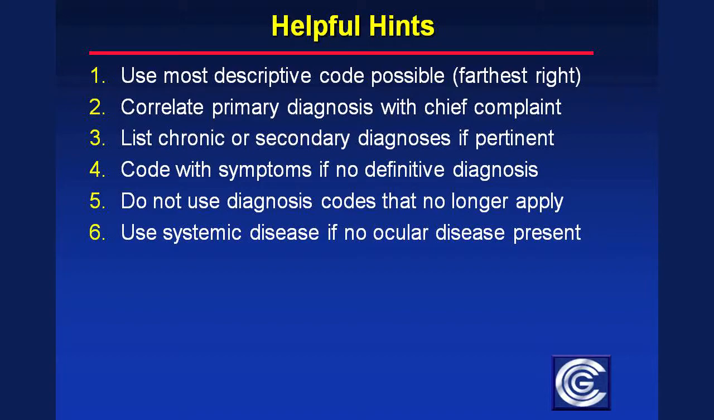Next, code with symptoms if there's no definitive diagnosis. Next, don't use diagnosis codes that no longer apply. Lastly, use systemic disease if no ocular disease is present.